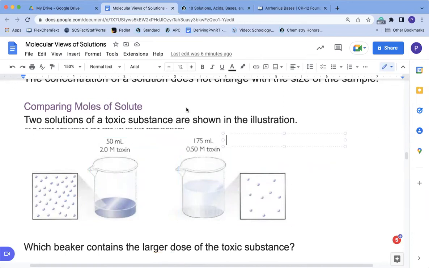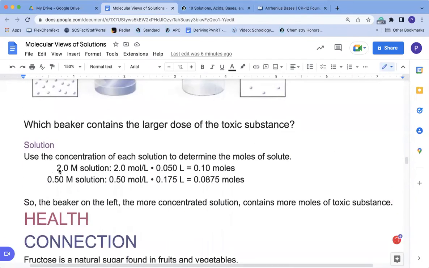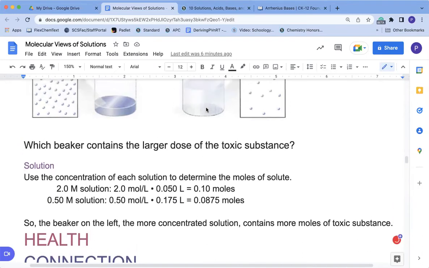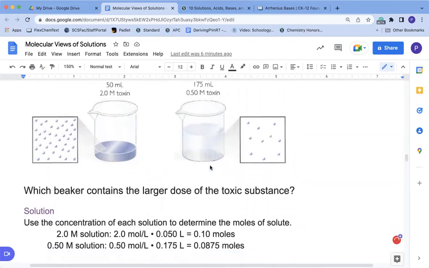Okay. We multiplied 2 moles per liter by 0.05 liters. We converted our milliliters into liters before we did this multiplication. Fine. And we did the same here. So we have a greater number of toxin molecules in our higher concentration, despite the fact that we had a larger volume, but a more dilute solution.